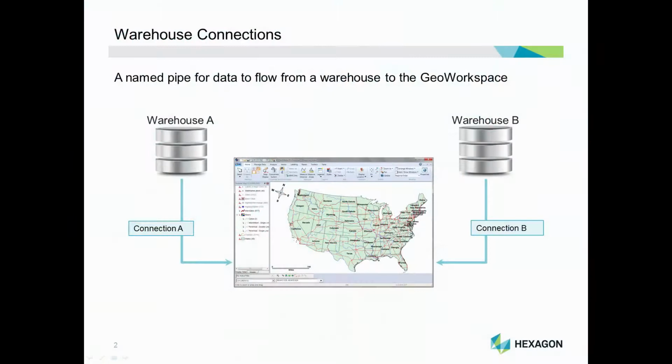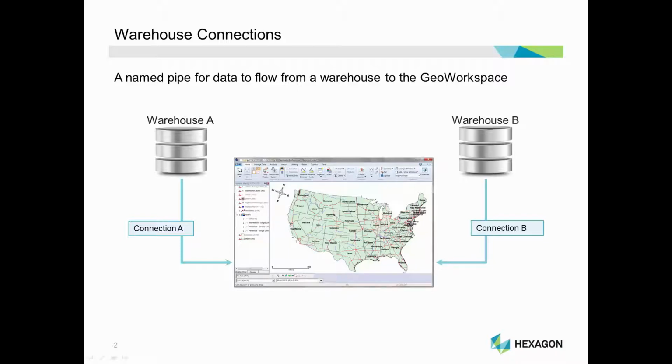A warehouse is where feature data is stored. To view the data stored in a warehouse, we must create a connection to the warehouse so the GeoWorkspace can access the data. There are two types of connections, read-write and read-only. Many warehouses support read-only connections. This connection type allows the data to be displayed and analyzed in GeoMedia, but it does not allow the data to be modified. In many cases, that's all that's necessary.